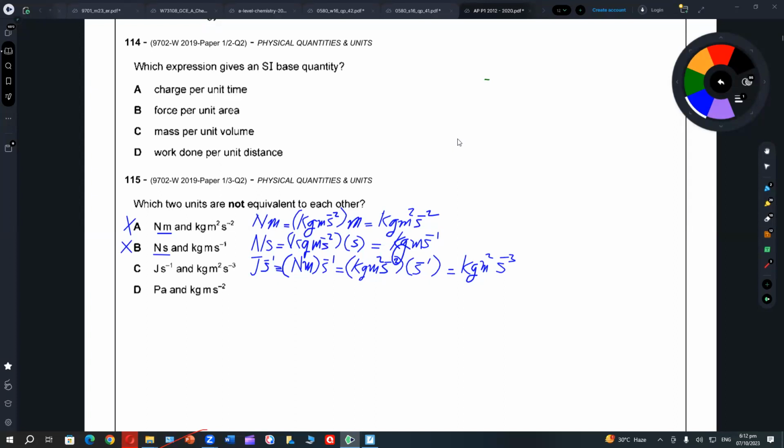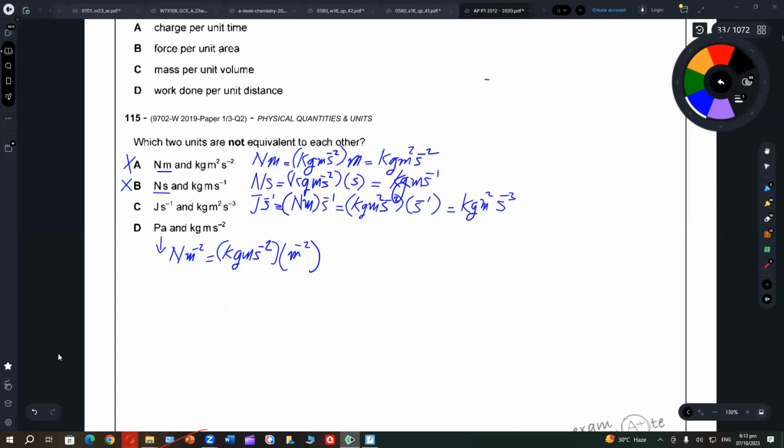Pascal and kg ms minus 2. Pascal means what? If you solve Pascal, Pascal is Newton per meter square. So it will be kg ms minus 2 into meter minus 2. Meter minus 2 and second. C is also matching. Now only the last hope, D, is left.